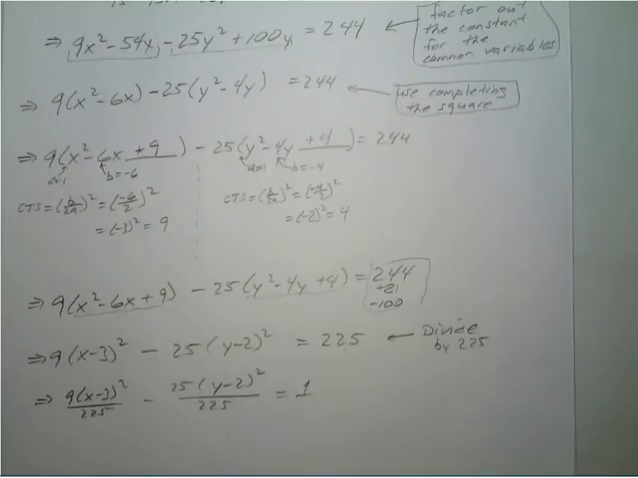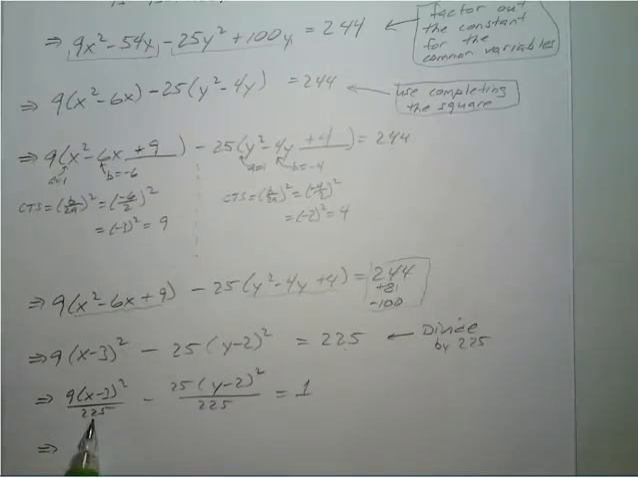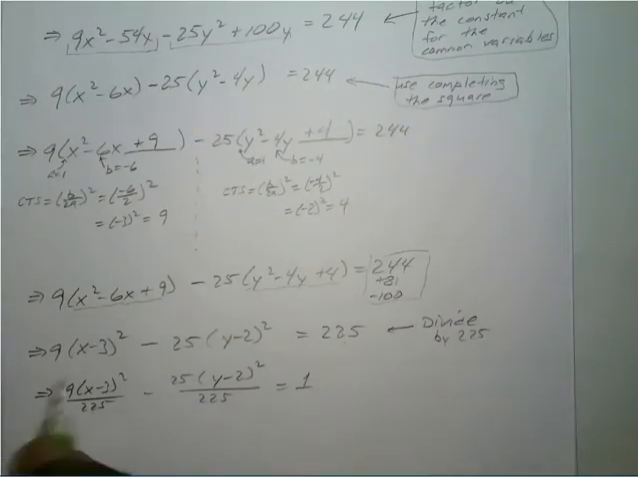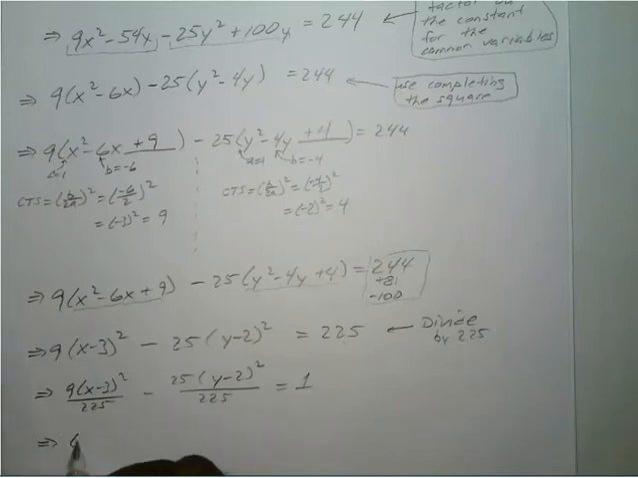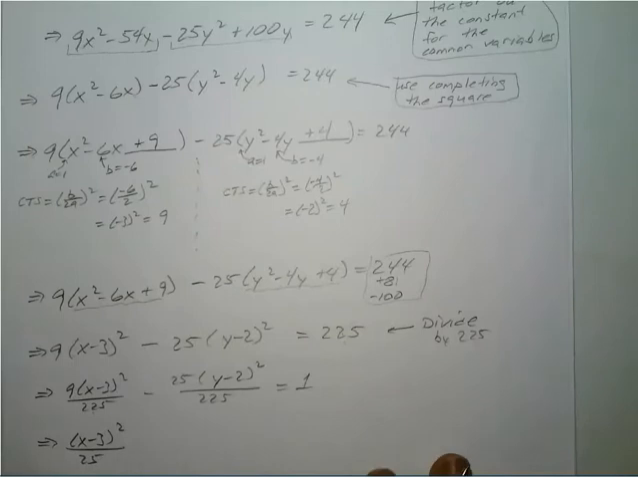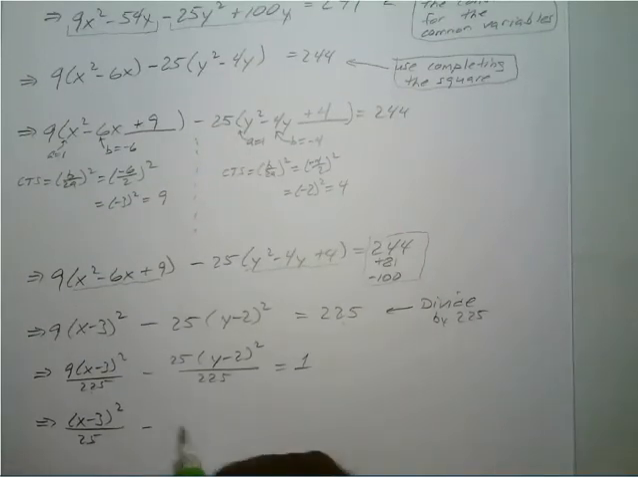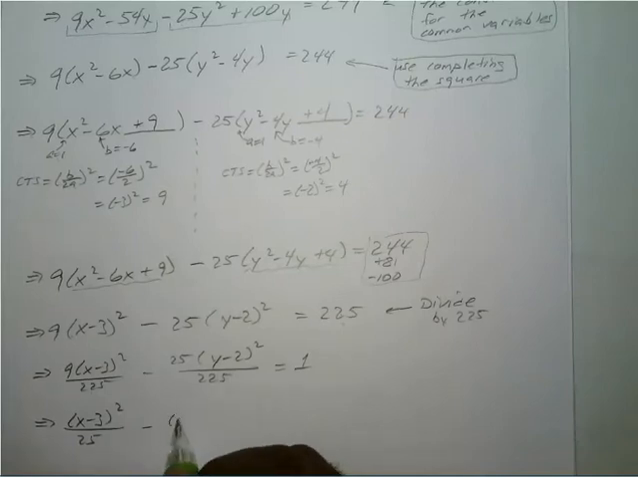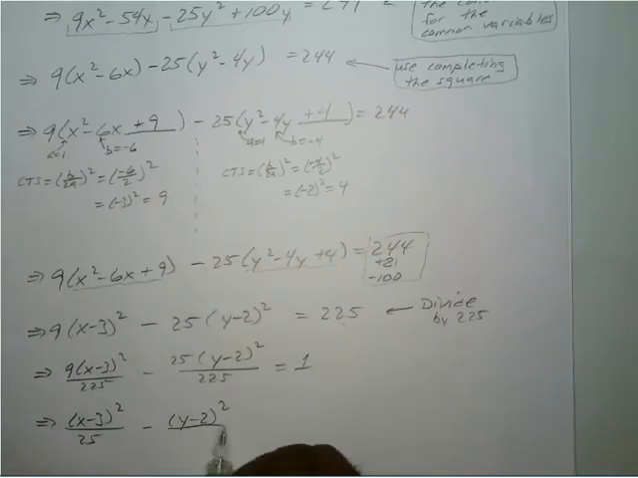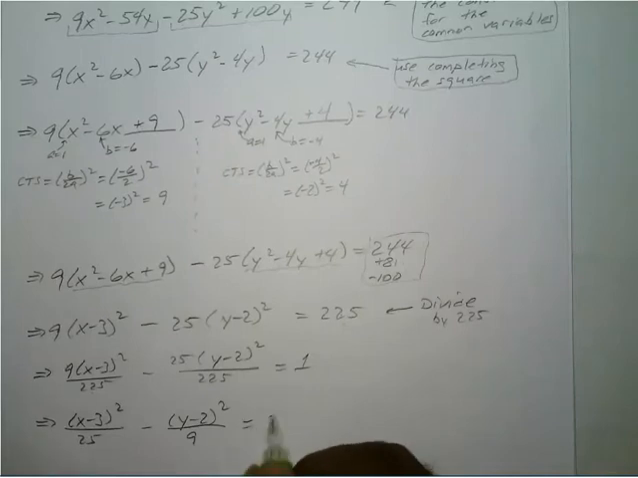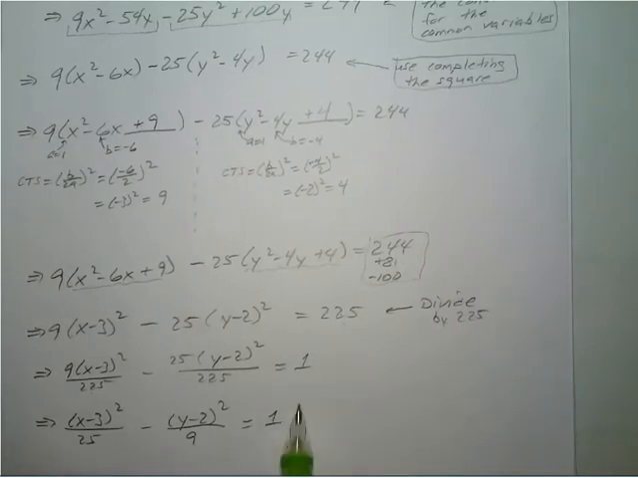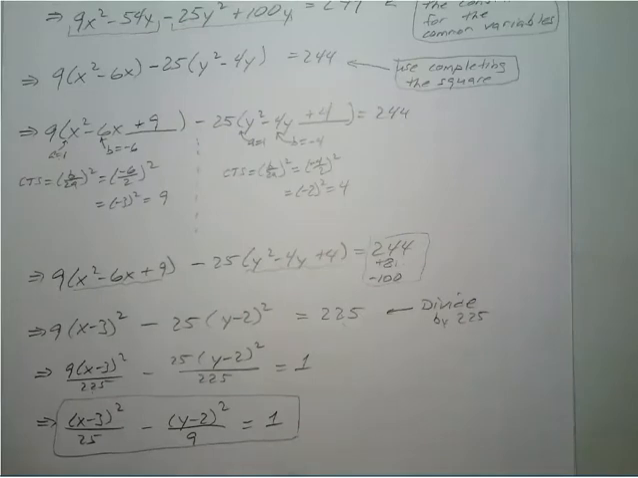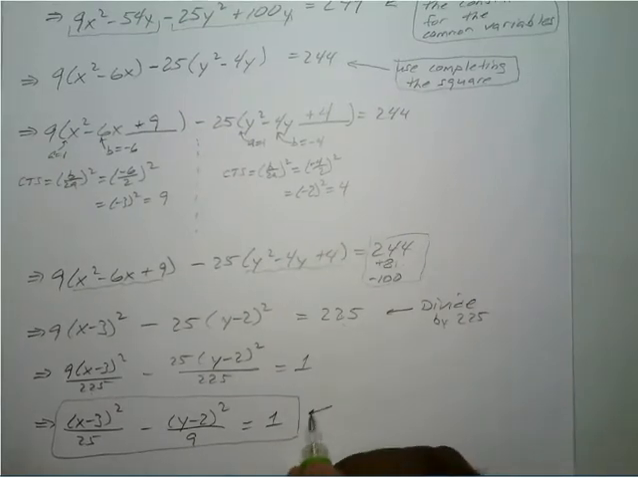Okay, so now we can go ahead and simplify these. If we simplify 9 over 225, we actually get 1 over 25. So we have x minus 3 squared over 25 minus, 25 divided by 225 is 1 over 9. So we have y minus 2 squared over 9 equals 1. And this is your standard form.